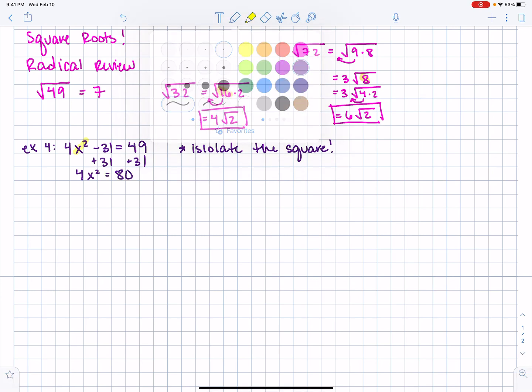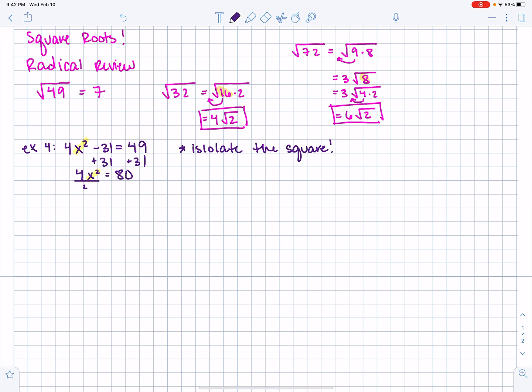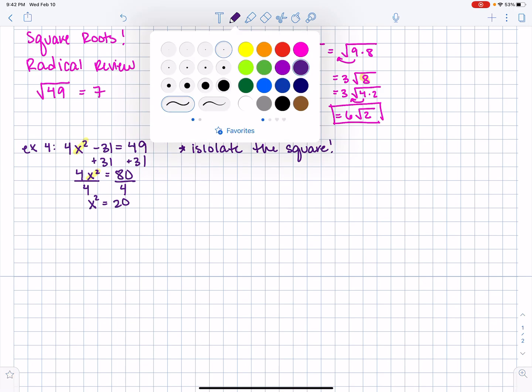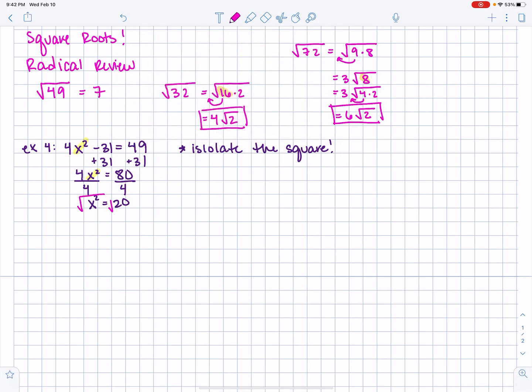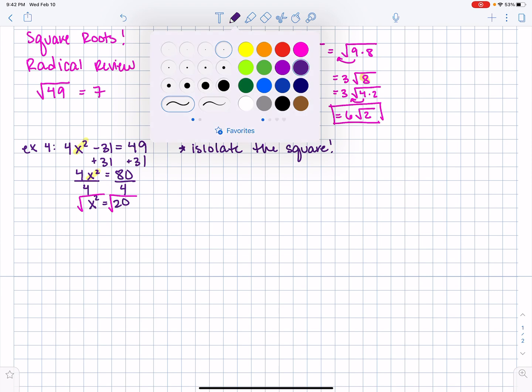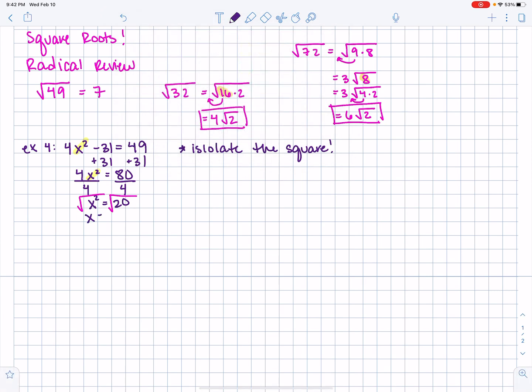And again, from here, you want to isolate. In order to isolate that square, you need to divide by 4, so x squared is equal to 20. Now you're going to take the square root of both sides. When that happens, you get x is equal to plus or minus, don't forget that plus or minus, and we're going to simplify the square root of 20.